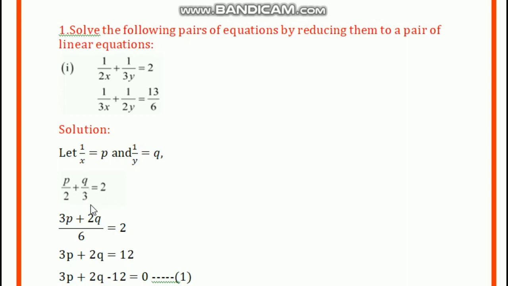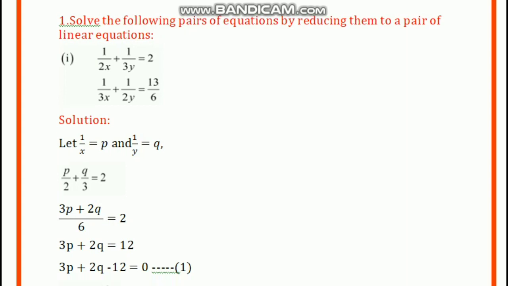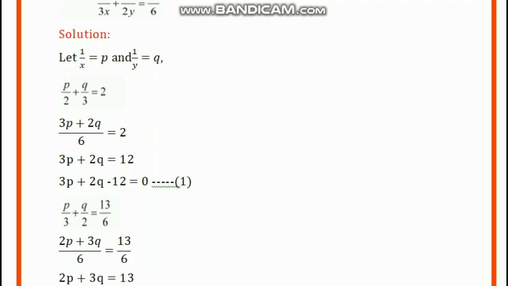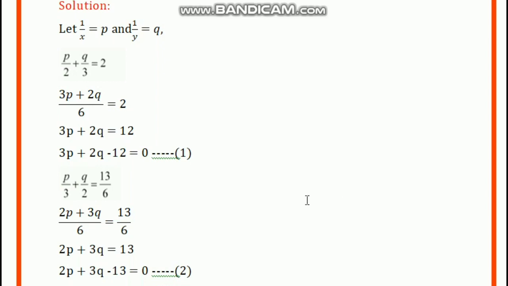Then take the LCM. What is the LCM of 2 and 3? 6. Then 3p plus 2q divided by 6 equal to 2. Next, this 6 transposes to the right hand side, so 3p plus 2q equal to 12. Then the 12 we need to transpose to the left hand side, and we get 3p plus 2q minus 12 equal to 0. So that is the first equation.